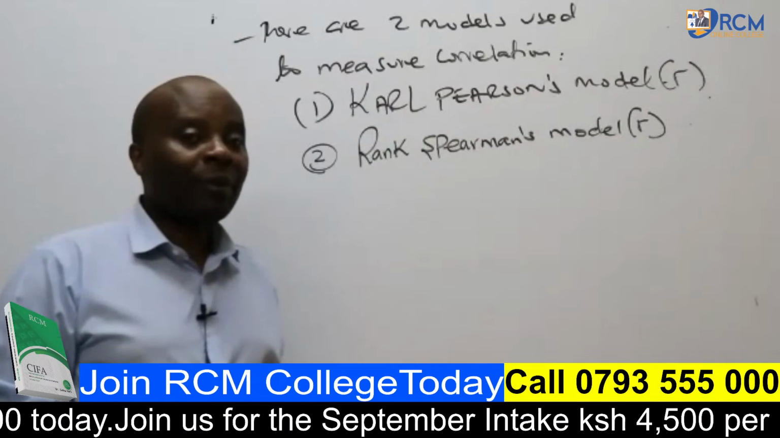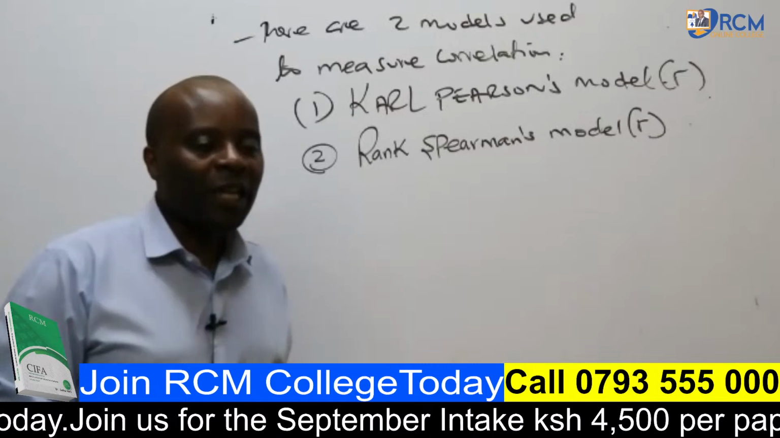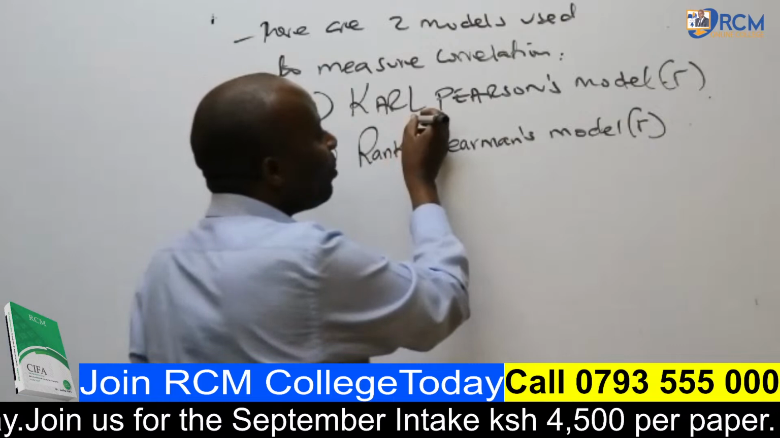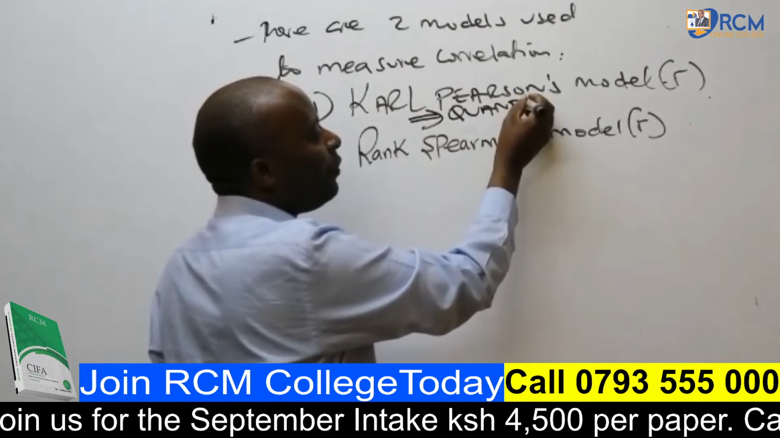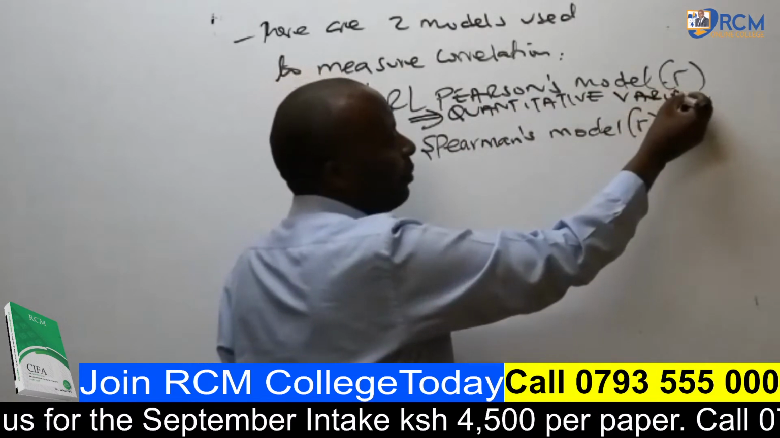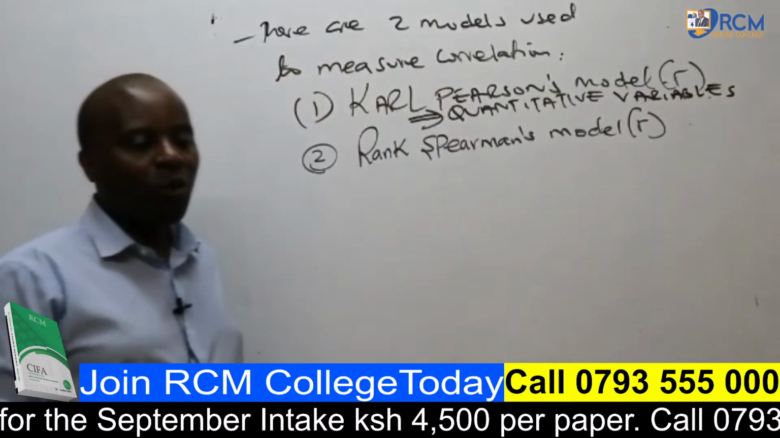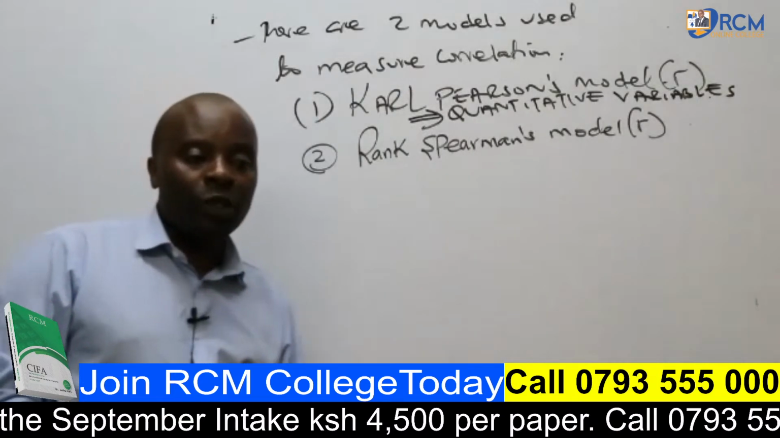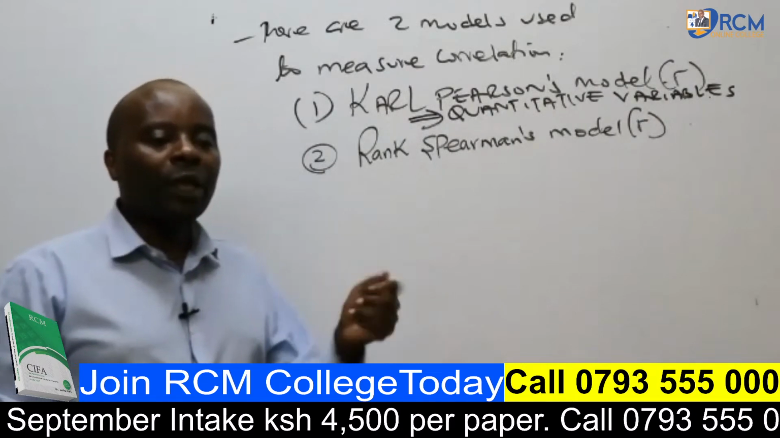And if you look at your past papers, in most cases you'll be told to differentiate between these two correlation measures. Ladies and gentlemen, we normally use Karl Pearson's model whenever the variables that we have are quantitative in nature. If I get variables that I'm able to quantify, what does that mean? Measurable or countable.